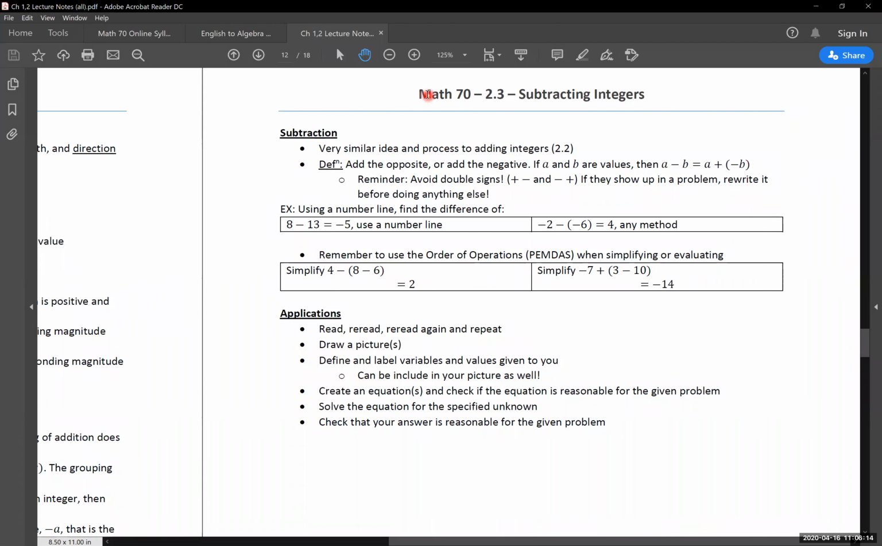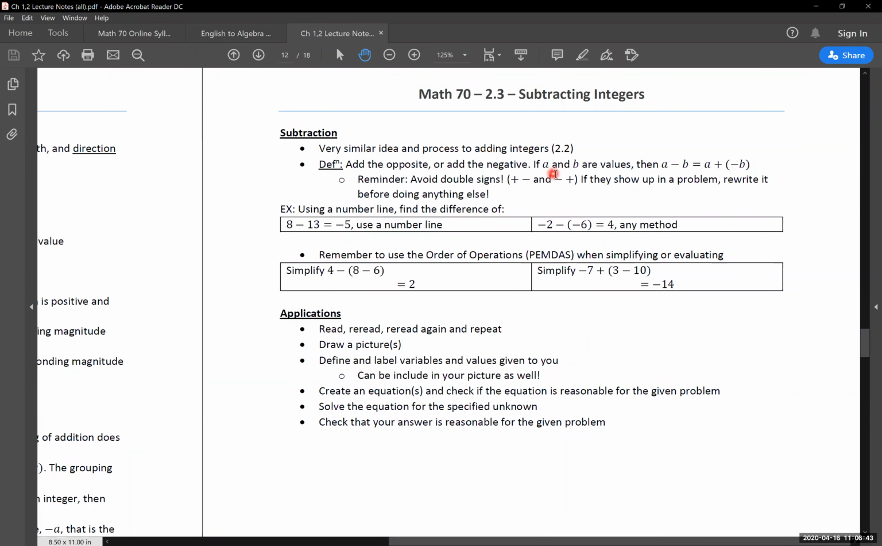Okay, so 2.3, working with subtracting integers. Yesterday you worked with adding integers together, now we're subtracting them. And the really nice part about these two sections, they're very, very similar to one another. Very similar idea, very similar process, except now we just have some negatives going in as well. So our core definition for subtraction is to add the opposite or add the negative.